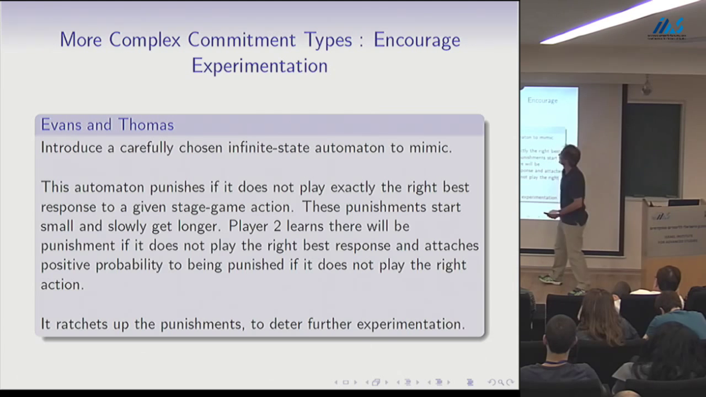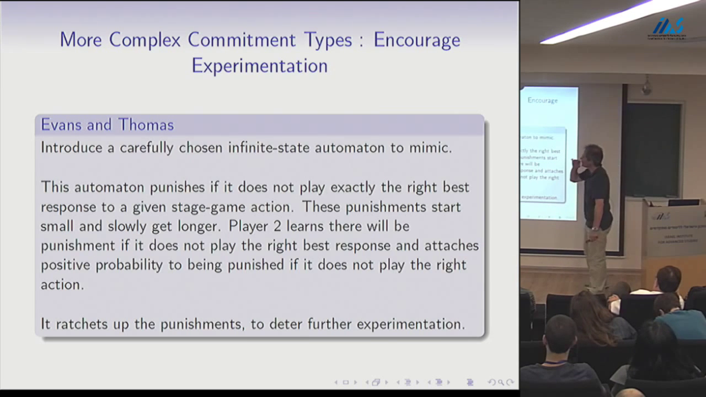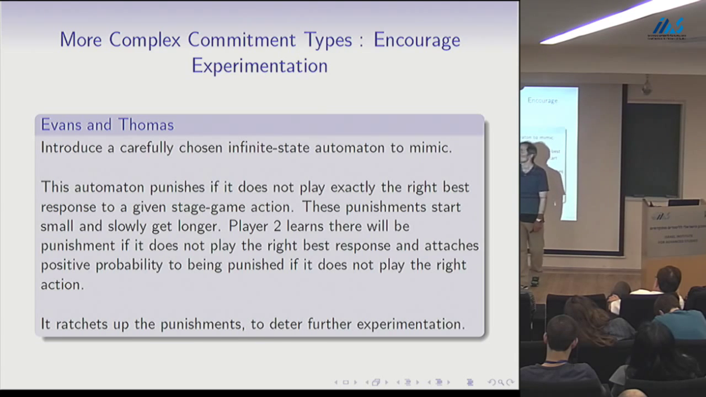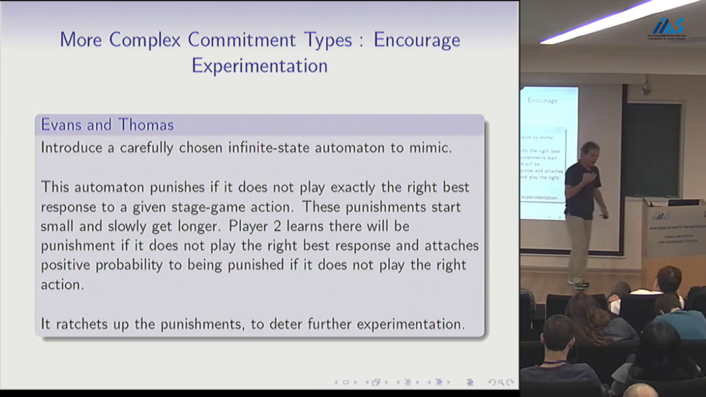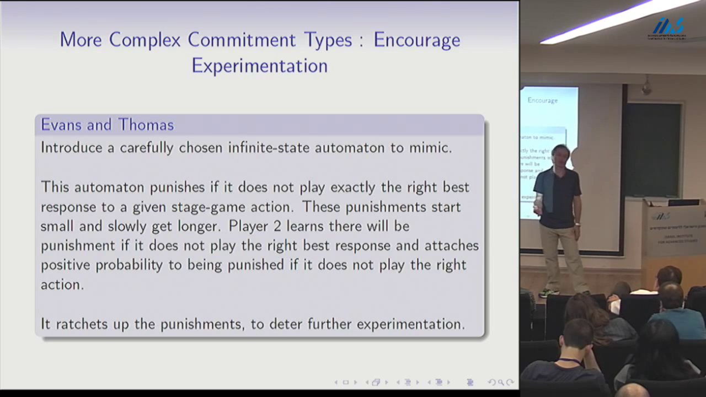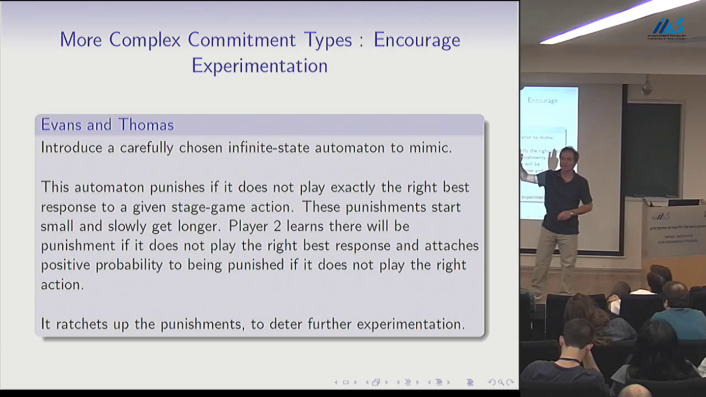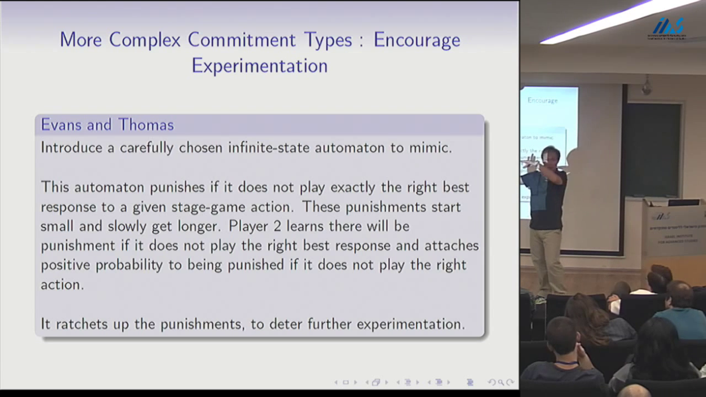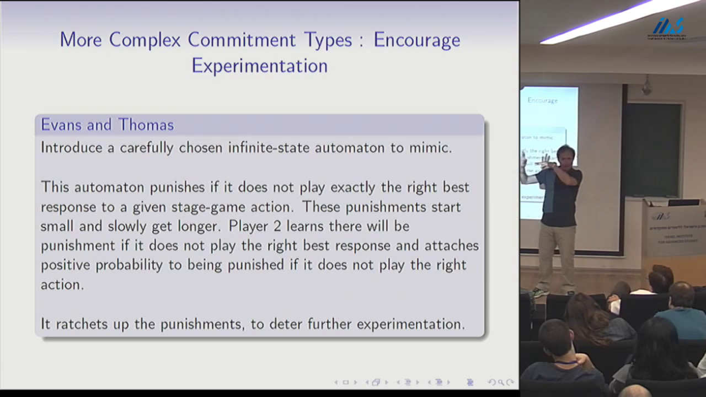That's one approach. The Evans and Thomas one, what you do is you choose the commitment strategy very carefully. And the way you do it is you, first of all, punish for... Okay, think about a particular game. You want to achieve this particular payoff in a game. You're the long run player, so you play the row, and you want to encourage the short run player to play this column.